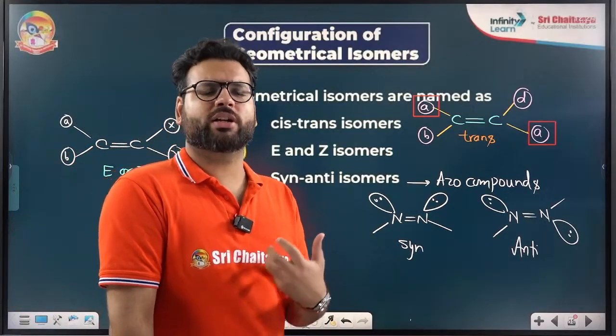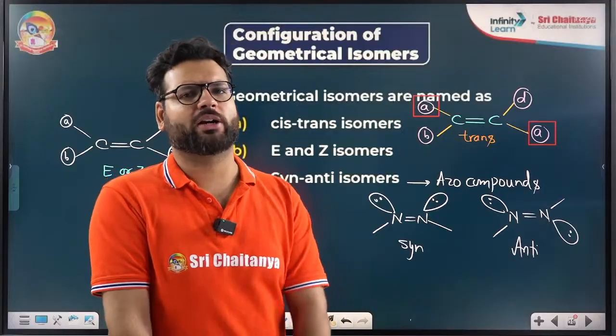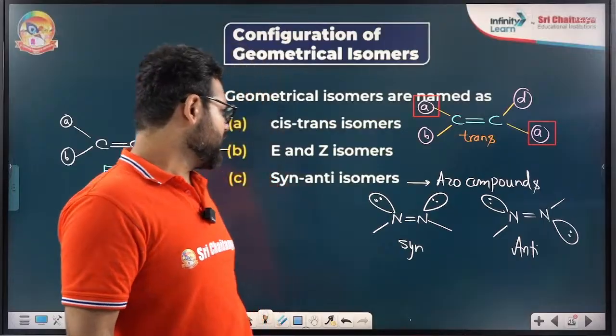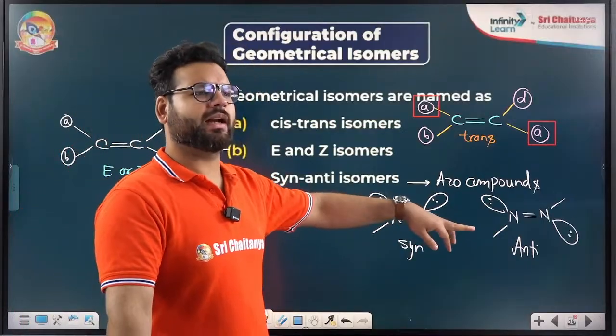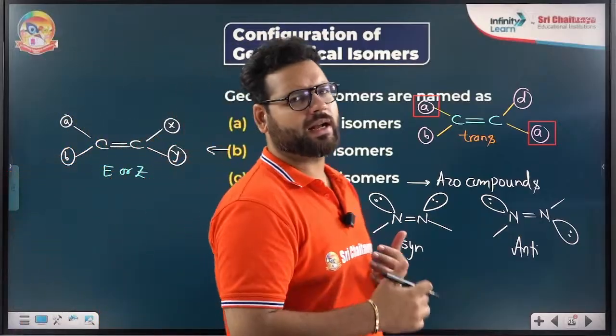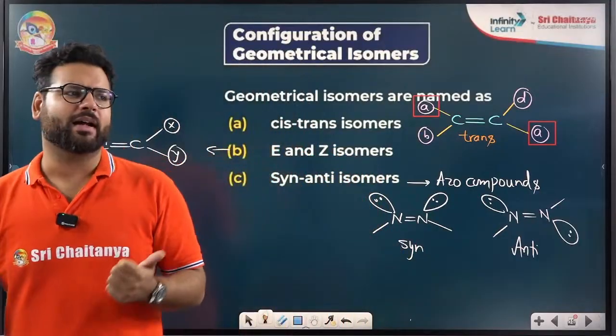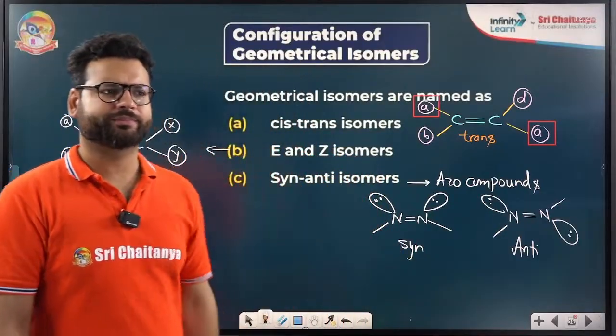So restricted rotation does not mean only carbon double bond carbon. It may be nitrogen double bond nitrogen also. So in the case of azo compounds, you will use syn-anti. Another case is oximes, where again syn-anti can be used. Not very important for the NEET. Cis-trans and EZ are the two important cases.